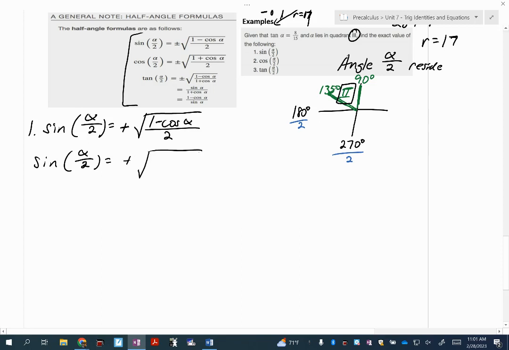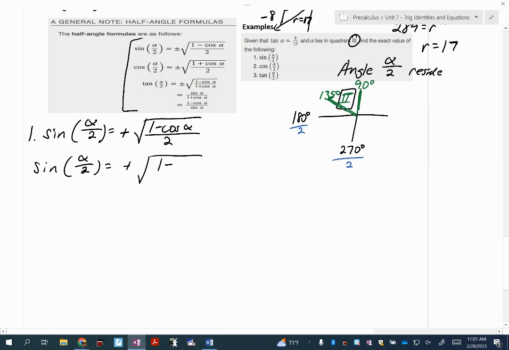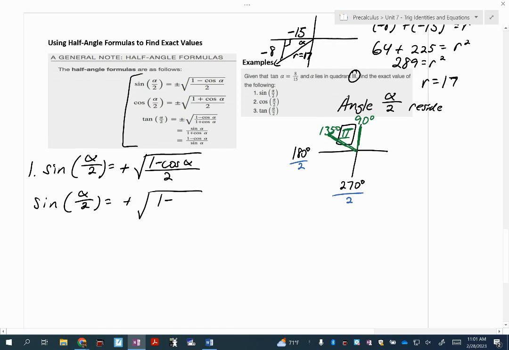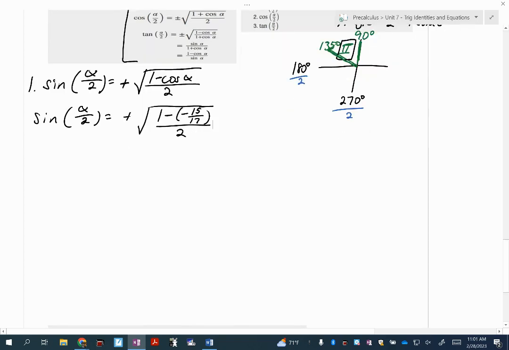All right, so let's plug in cosine of theta. So 1 minus cosine, I guess I should say alpha. Cosine of alpha is going to be adjacent side, so -15, over the hypotenuse of 17. So 1 minus -15 17ths all over 2. All right, and 1 minus a negative is really addition. And I want to get a common denominator, so 17 17ths would be 1. So 17 plus 15 is 32 17ths, right? And we're dividing by 2.